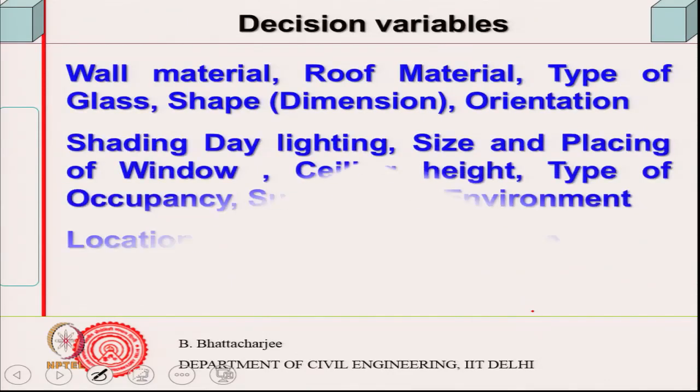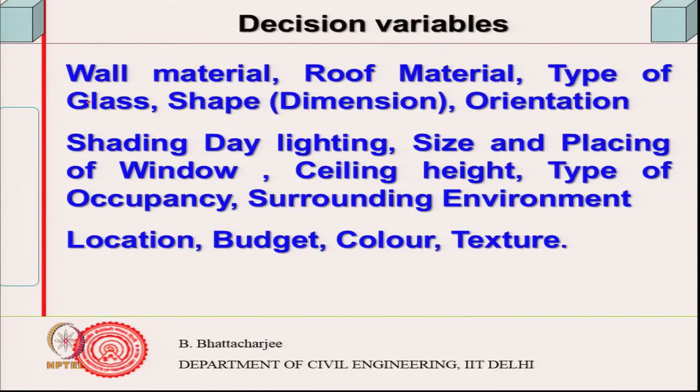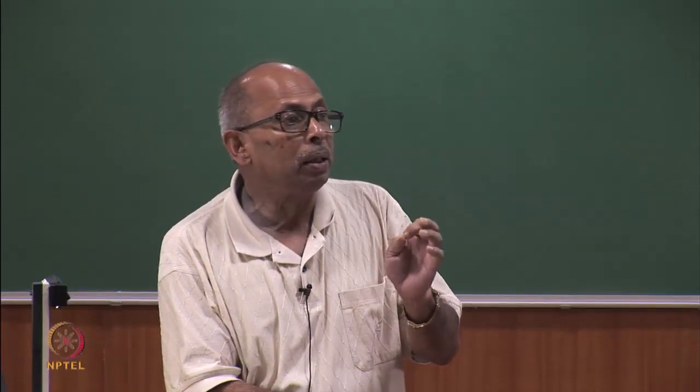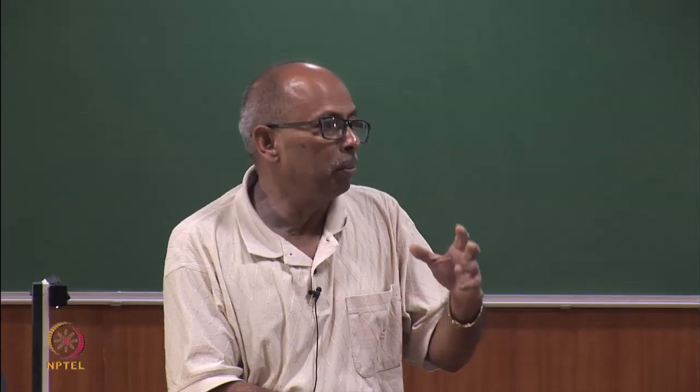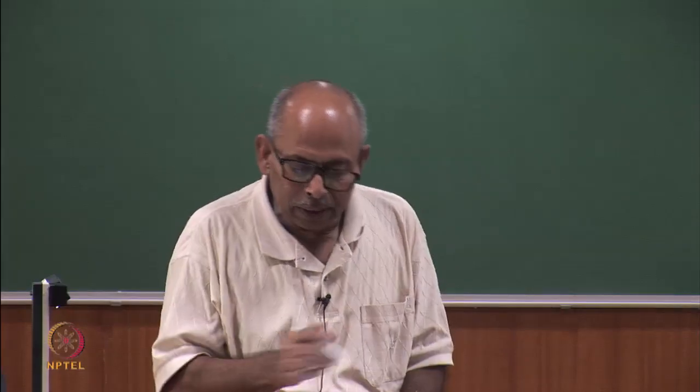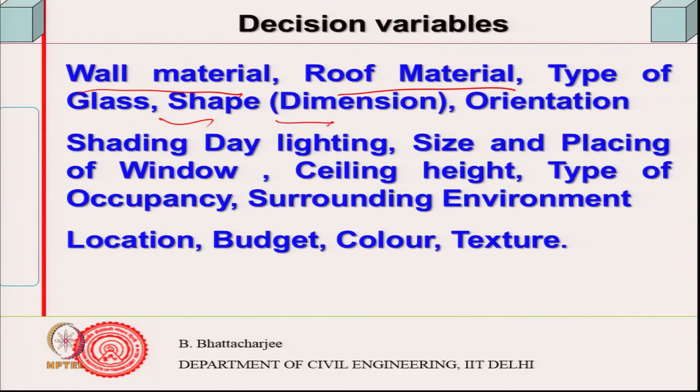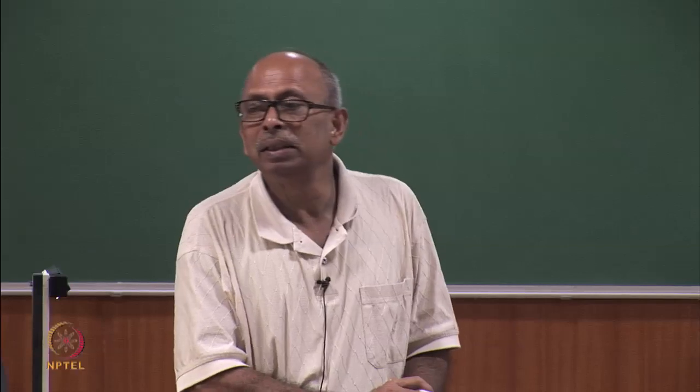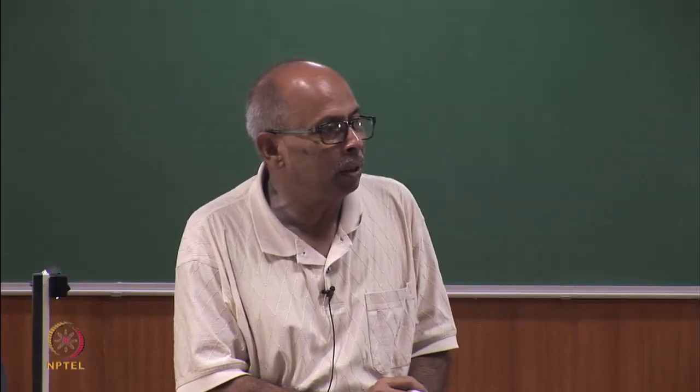All right. So decision variables are materials in the wall or construction in the wall. These are decision variables. I can choose this. So decision variables are chosen at their optimal level, such that my objective function is maximized or minimized. So wall construction I choose in such a manner. Similarly, roof construction, type of glass, shape, orientation, dimensions, etc. Then shading, daylighting, size and placing of window, ceiling height, type of occupancy, surrounding environment. All these are decision variables.